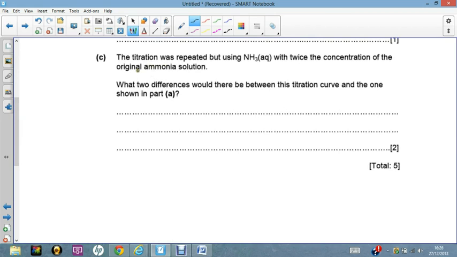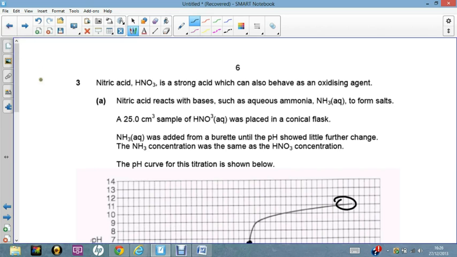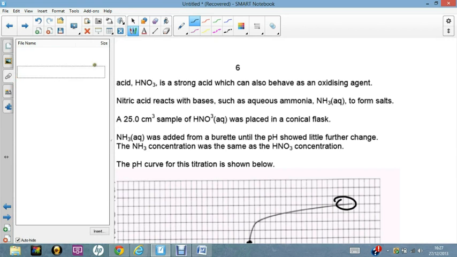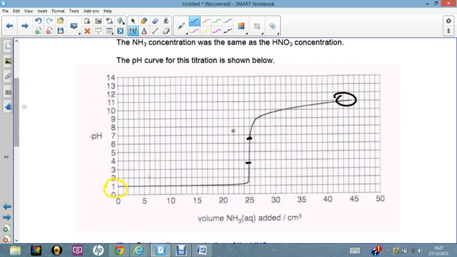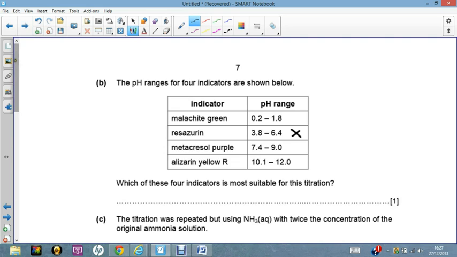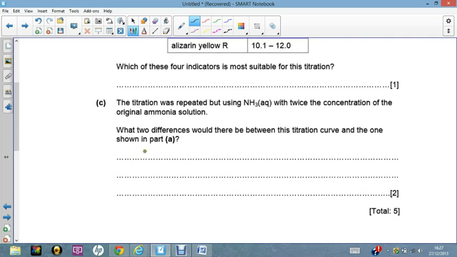Final bit of this question. Lots of people found this difficult. So it was repeated using ammonia with twice the concentration. Again, I'm going to go back to the titration curve. This titration curve finished at 25. If I use double the concentration, then the end point will be half as much. And then because it's more concentrated ammonia, the final pH will be slightly higher.